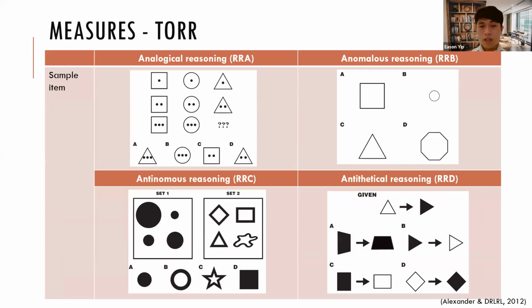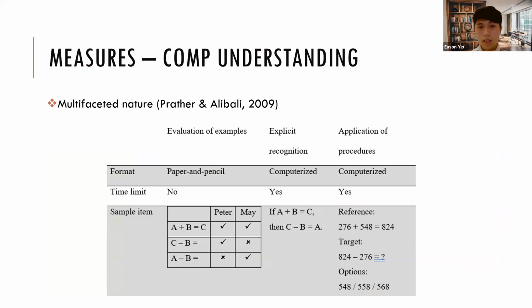Here is a glimpse of some of the measures used in the study. Here are sample items of the relational reasoning measure, as well as the complement understanding measure. Given the multifaceted nature of arithmetic principles, we used 3 different measures to tap the understanding of these arithmetic principles.